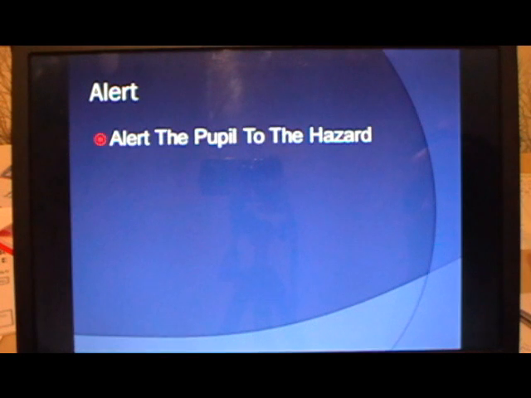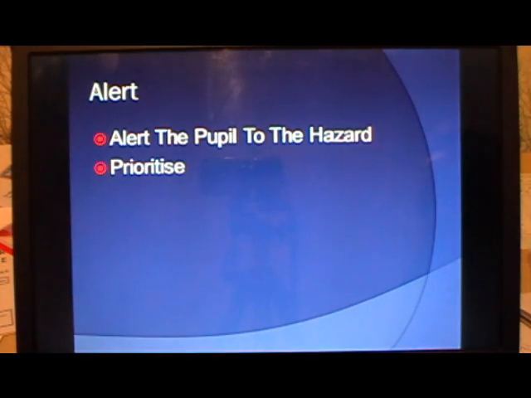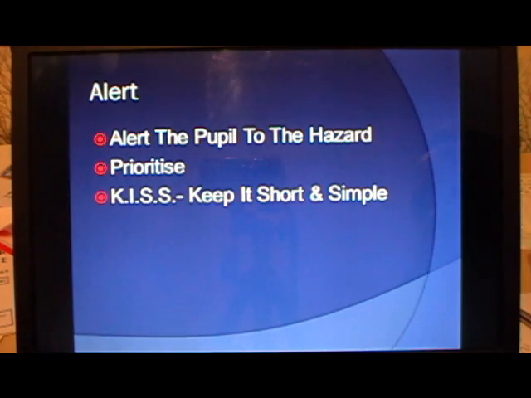So when we alert, you alert the pupil to a hazard. It's important to prioritise that hazard, so there might be lots of different things that you're looking at down the road, but there will be one hazard that is the most important one to talk about, so you would alert to that one. And keep it short and simple, because if you spend too long with the alert, all you're doing is travelling closer to that hazard and the pupil isn't doing anything about it. So you need to keep it short. So a couple of words if you can, just 2 words if possible.